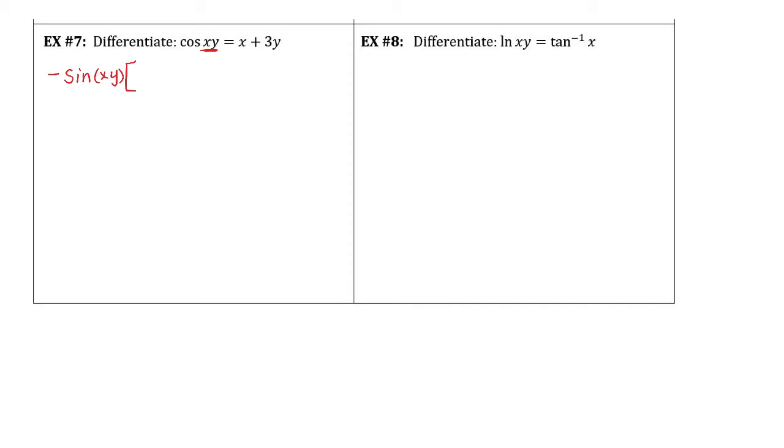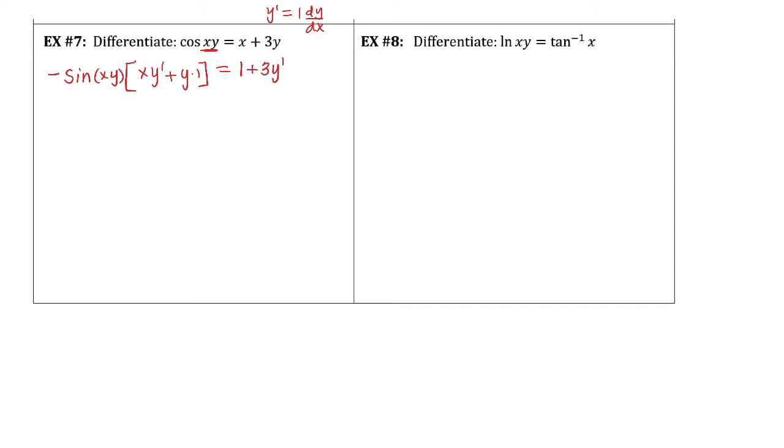So I'm going to have the first times the derivative of the second, which is 1 y prime, plus the second times the derivative of the first, which is 1. So we've got that side equals, and the derivative of x is 1 plus the derivative of 3y is 3y prime. And again, keep in mind y prime is the same as dy/dx.